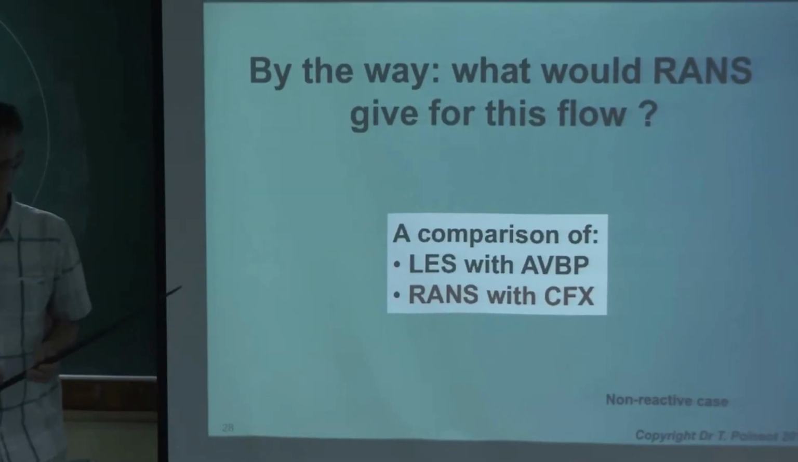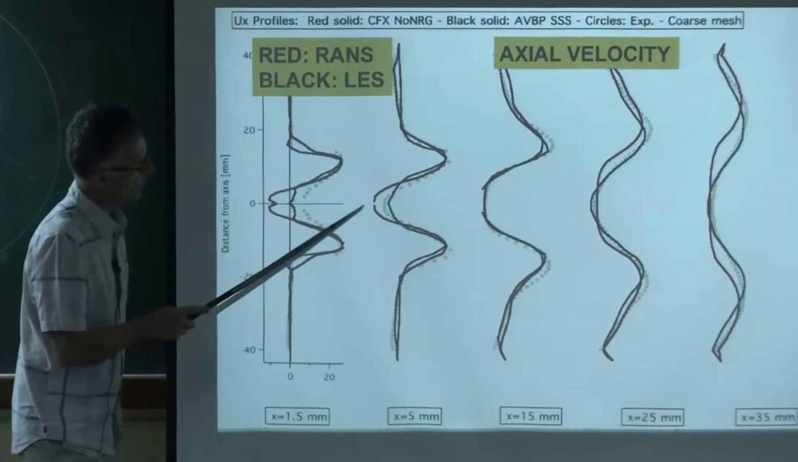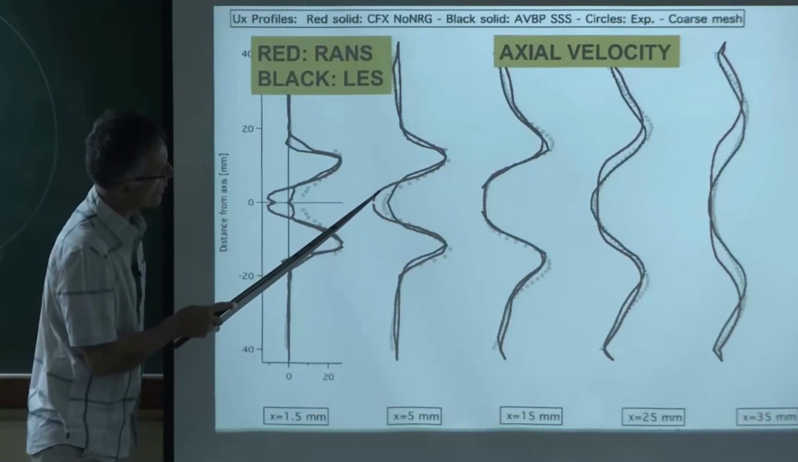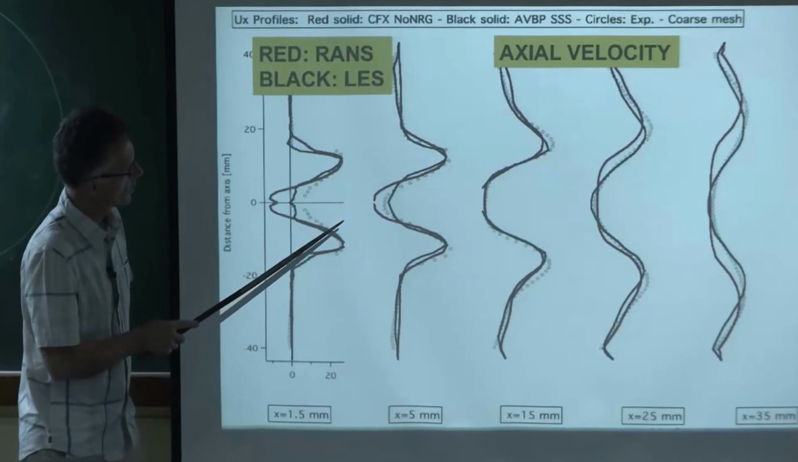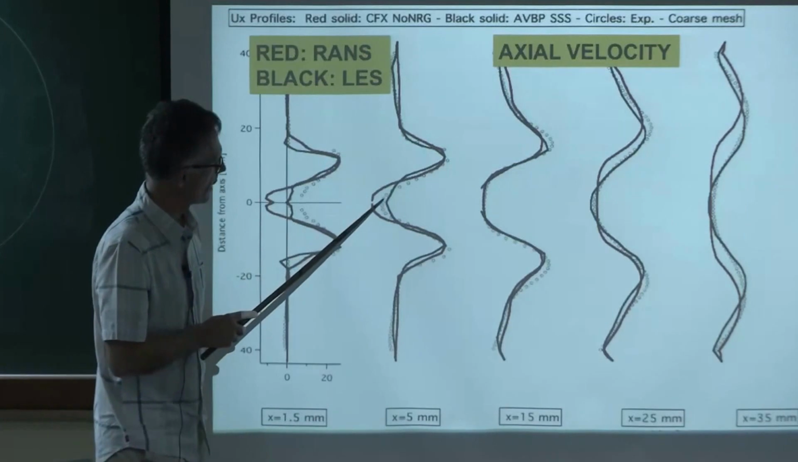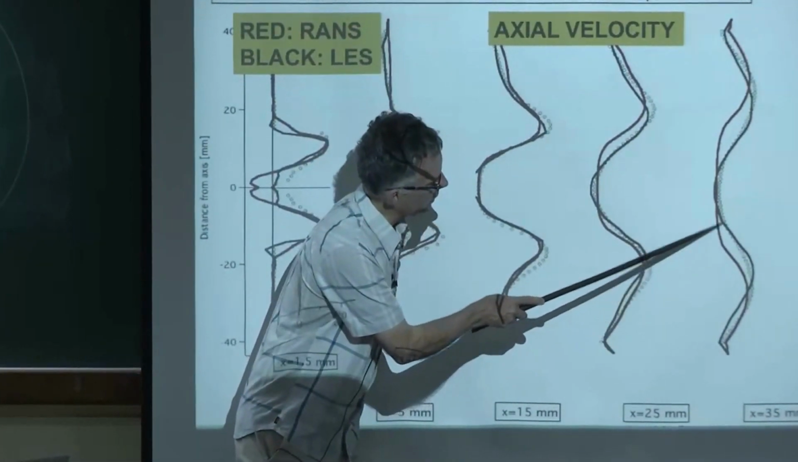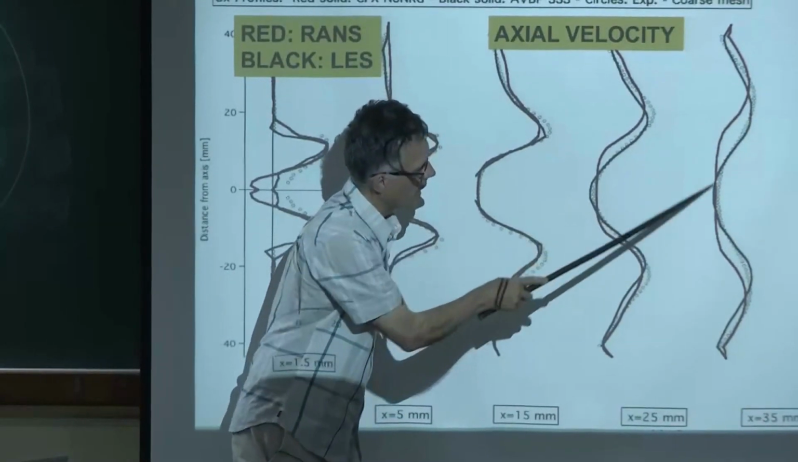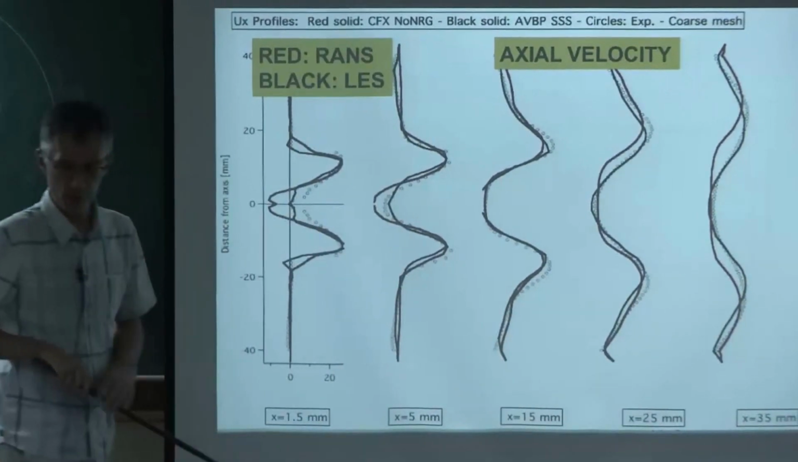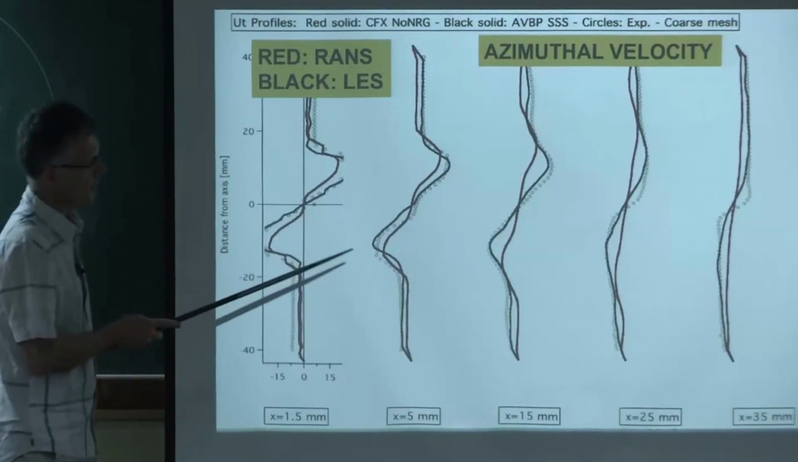We did a comparison with CFX at that time. The black line is AVBP and the red line is CFX. So you see that there are many places where the RANS code has problems. And you see, for example, also at the outlet that the diffusion leads to this kind of strange profiles for the RANS code.